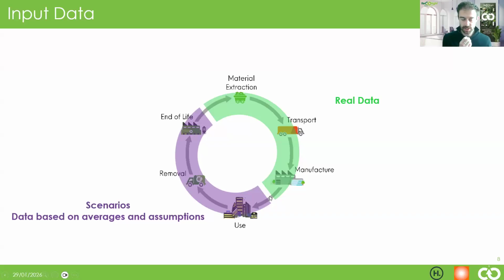When we get to the point at which the product is handed over to the customer, things change because you've no idea what the customer is actually going to be doing with that product. And so we have to model what is kind of like an intended life cycle of that product. And so pretty much everything from there on is scenario based. And so it's using data that's based on averages and assumptions.